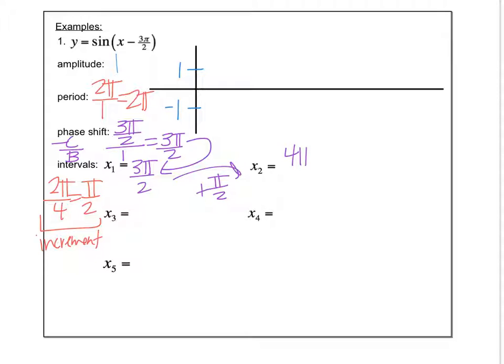So this is going to be 4 pi over 2. Add on pi over 2 again. We get 5 pi over 2. 6 pi over 2. 7 pi over 2.